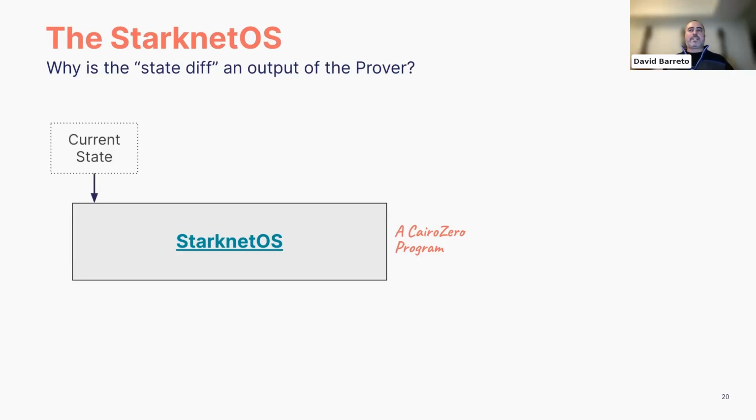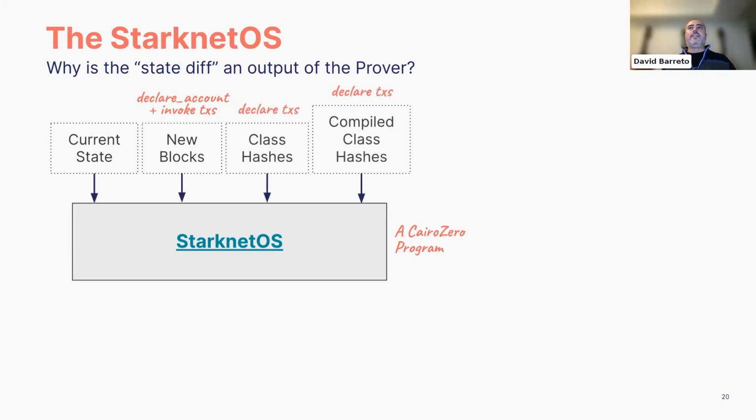So that program has actually 4 different inputs. One input is the current state of the network. The second input is the new blocks that have been created since the last time a validity proof was sent to layer 1. So this accounts for transactions coming from declare account transaction and the invoke transaction. And then the class hash and the compiled class hash as a result of the declared transactions, right? That's what we discussed last time. Let me finish this slide and I go back to your question because I know I have some questions.